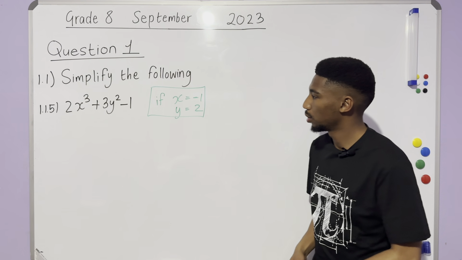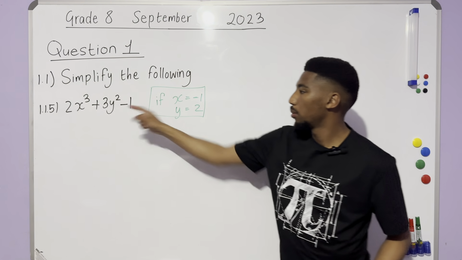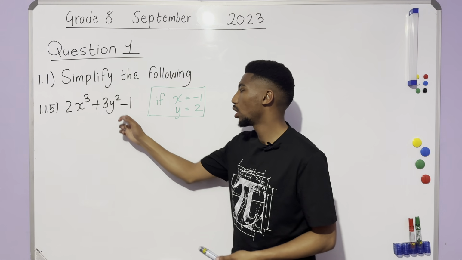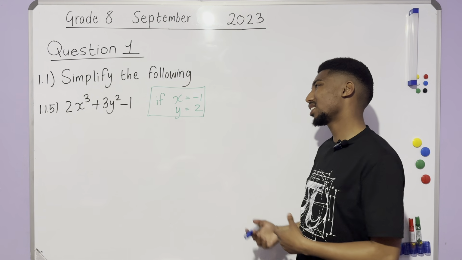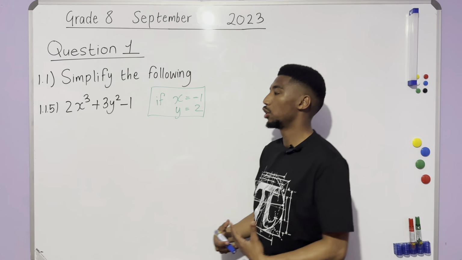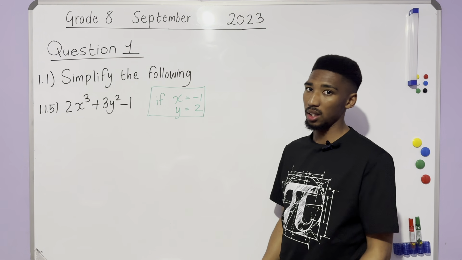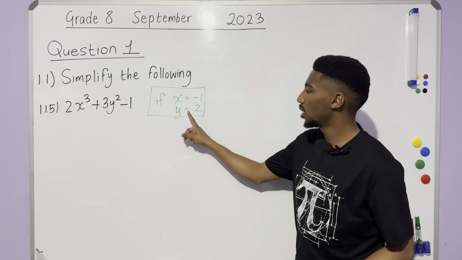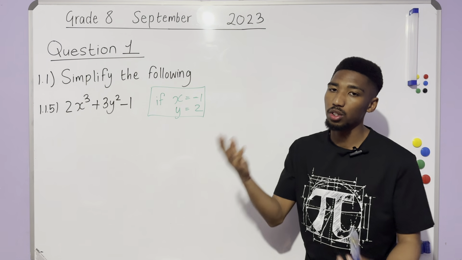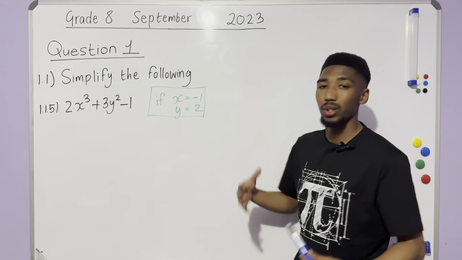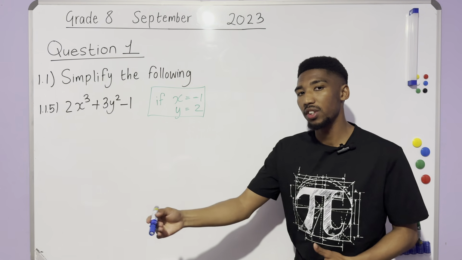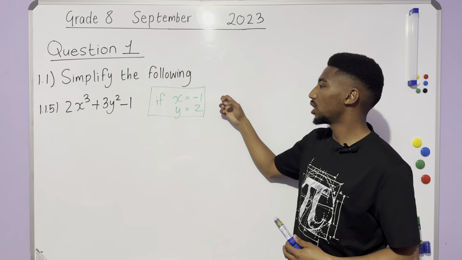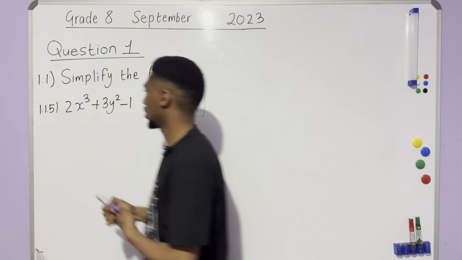In the next question, we have 2x to the power of 3 plus 3y to the power of 2 minus 1. Now in this case, we are knowing the values of x and y, so it's going to work a bit different. We know that x is equal to -1, and we know that y is equal to 2 because they are telling us that.